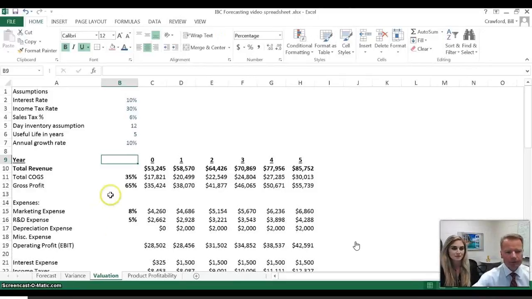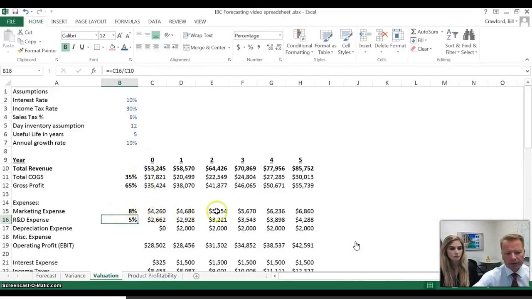So one of the things I want to do differently is now you'll notice I have these percentages in between the year 0 and year 1. Year 0 is really just our actual results in the most recent reporting period. Or in this case, we're going to use the forecasted results that you created because you don't have a full year of operations yet. But these percentages, I wanted to keep them in here so you can see where they are. Like we spent 8% of our revenues on marketing, 5% on R&D.